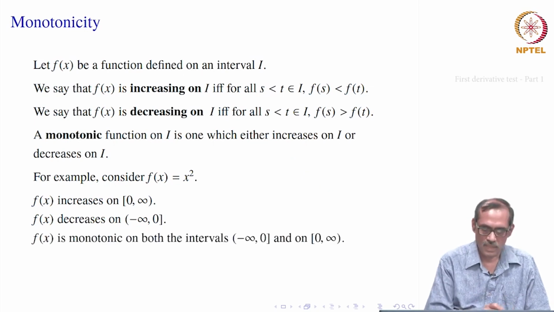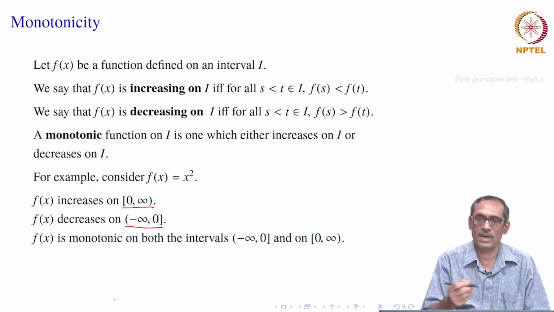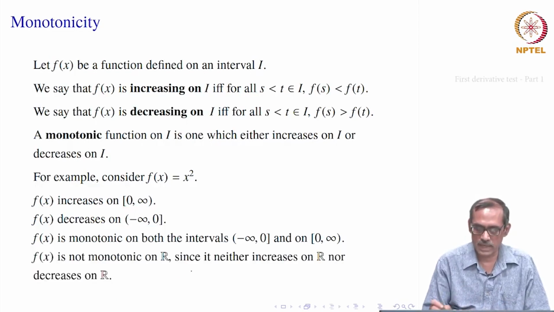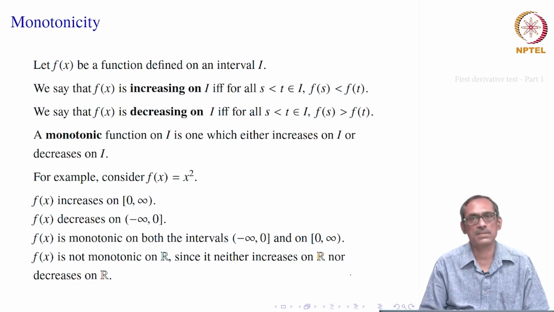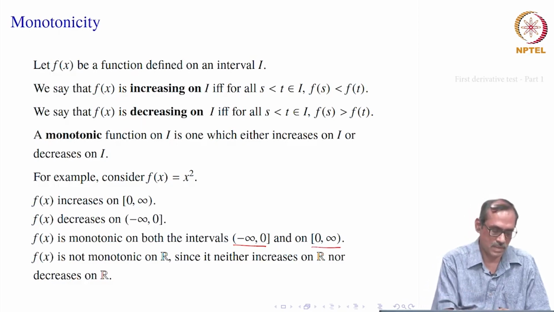So it is monotonic on minus infinity to 0, and it is also monotonic on 0 to infinity; on each it is one of increasing or decreasing. But on the whole of R, it neither increases nor decreases. So it is not monotonic on R, but it is monotonic on these two subintervals. At one place it is decreasing, at another place it is increasing.